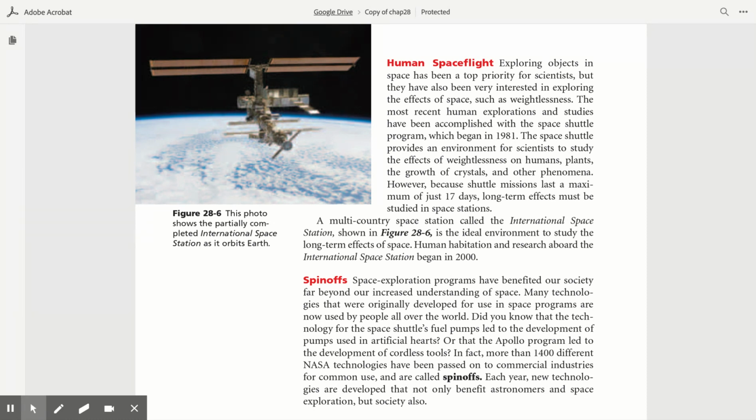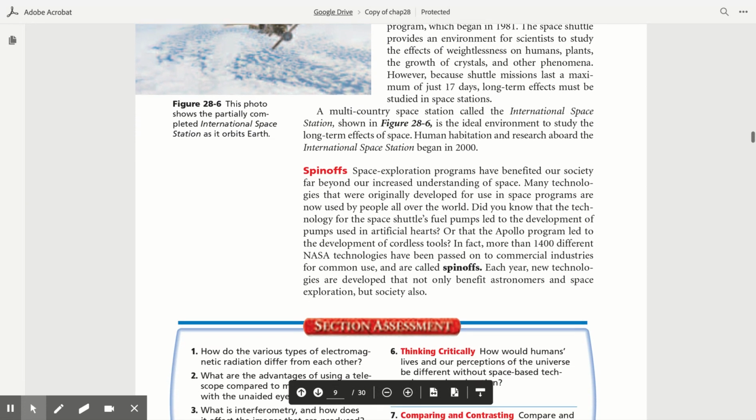A multi-country space station called the International Space Station, shown in Figure 28.6, is the ideal environment to study the long-term effects of space. Human habitation and research abroad. The International Space Station began in 2000.